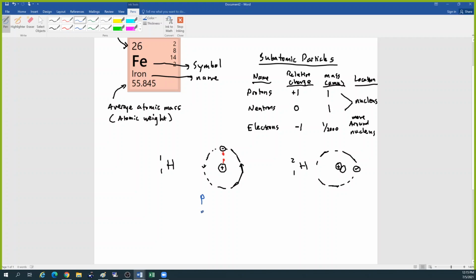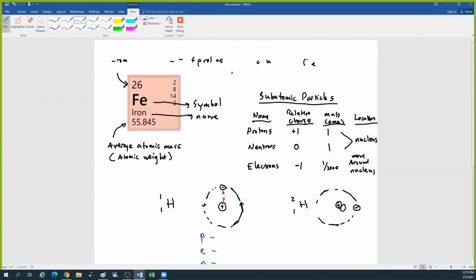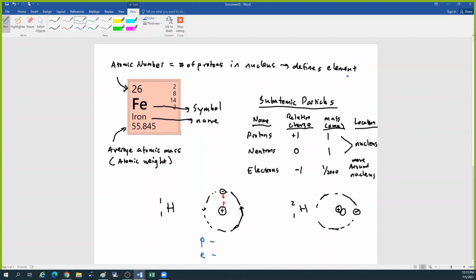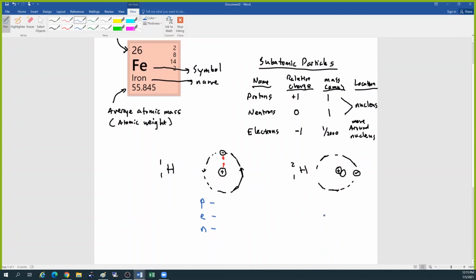The difference is that one has one proton, one has two. I don't know about that though, because we said that the number of protons defines the element, right? So there is another particle here, but notice I purposely left the plus sign off. So what do you think I'm trying to represent there instead of a proton? What else could be in the nucleus? A neutron. Right. That's the key.